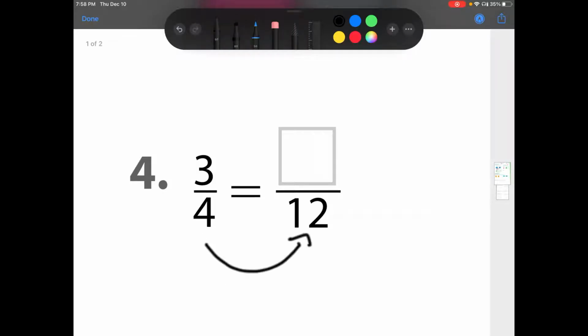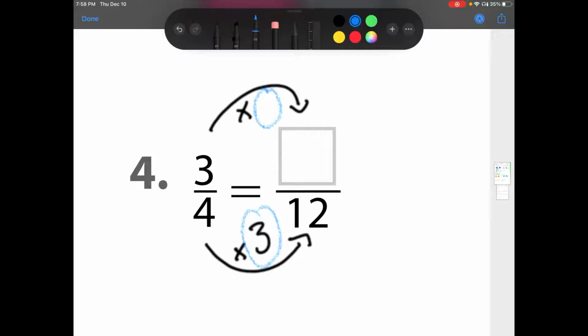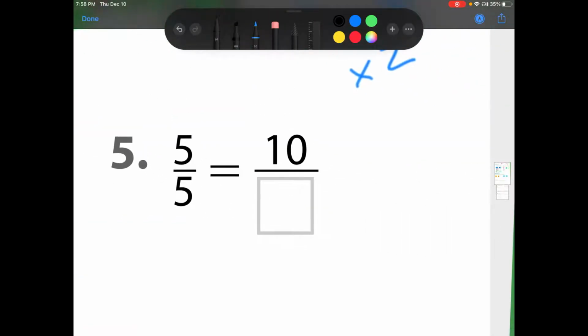So let's think, how do we get from 4 to 12? Well, we multiplied by 3. And then we have our saying, whatever we do to the denominator, we have to do to the numerator. So I need to multiply that by 3 as well. 3 times what? Well, since I multiplied the bottom number by 3, I need to multiply the top number by 3. So 3 times 3 equals 9. So now let's head to number 5.